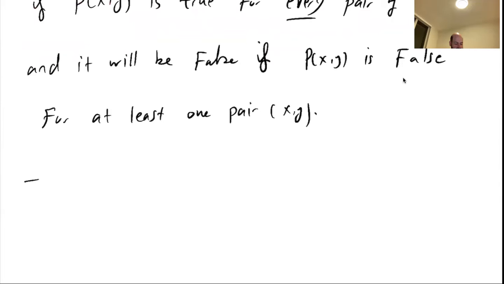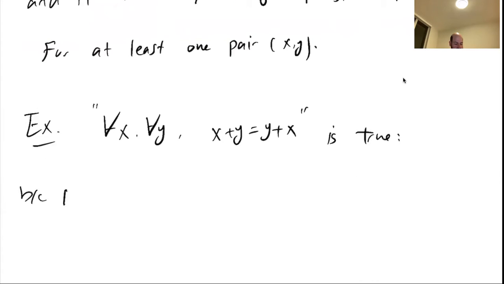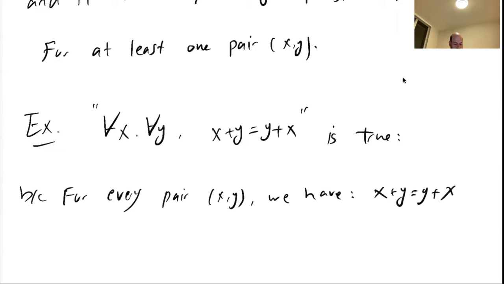So let's look at a mathematical example as well. Let's say for each x, for each y, x plus y is equal to y plus x. So this one is true, right? Because for every pair x and y, we have x plus y equals y plus x.